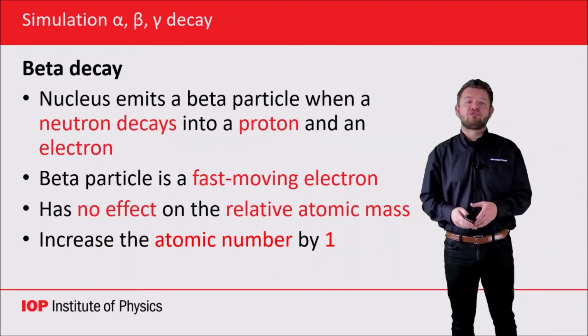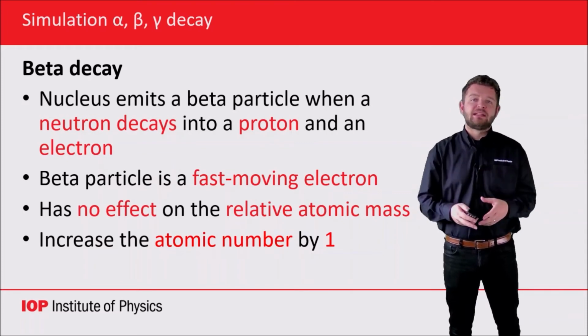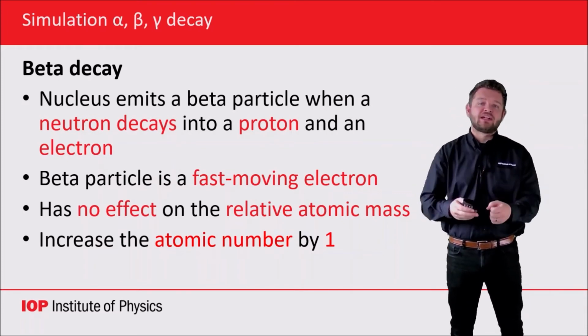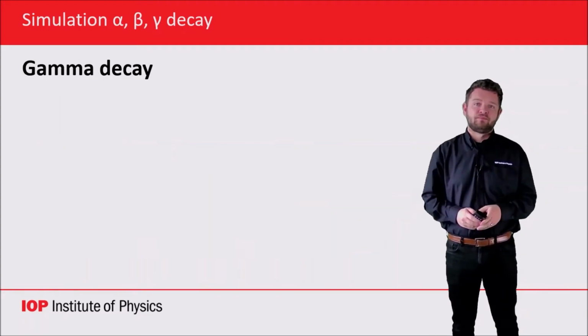It's really important to stress to students that the ejected beta particle is not an electron from one of the orbitals, but is in fact being ejected from the nucleus itself.